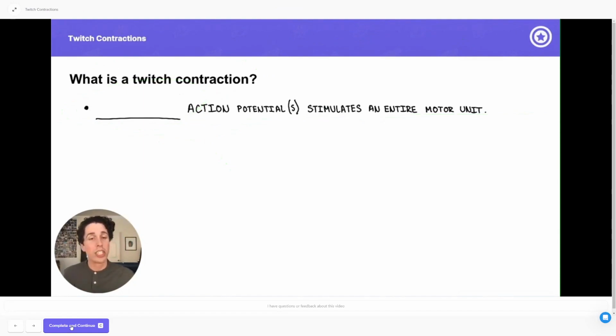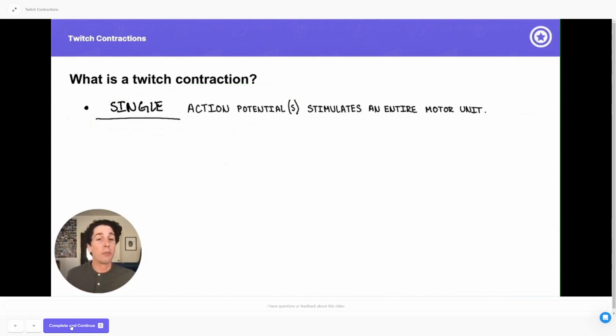So a twitch contraction is actually going to be just one single action potential, right here, perfect. Alrighty, and so this is going to be a simulation of an entire motor unit. If you remember, a motor unit is one motor neuron and all the muscle fibers that it innervates. So a single action potential that we see right here is going to travel through that motor neuron, and then that's going to stimulate the entire motor unit to result in that twitch contraction. So a very brief contraction of that muscle right there.